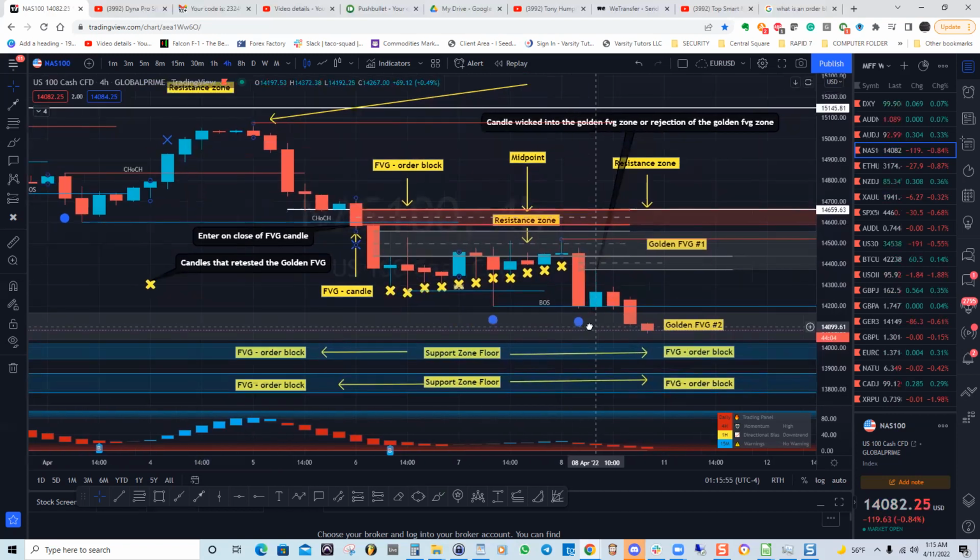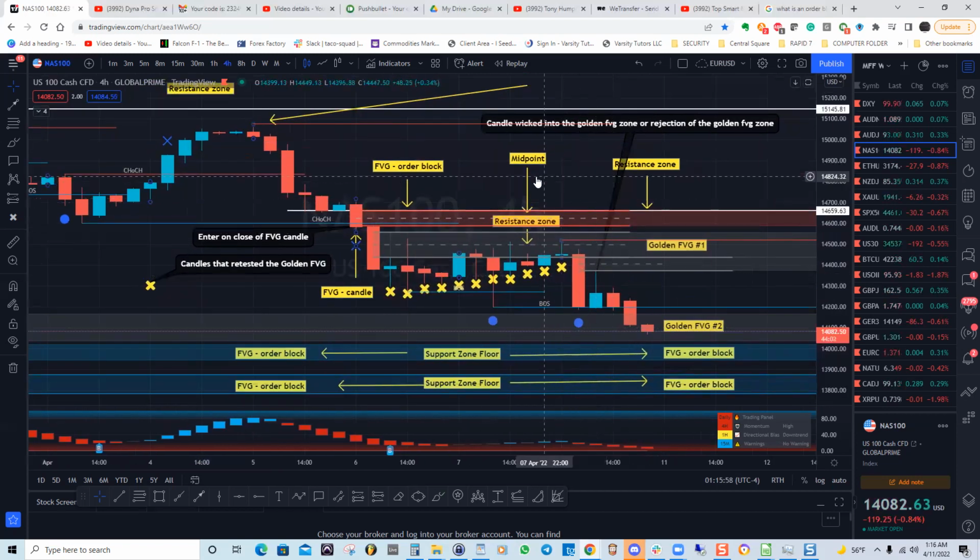So this is a small little video of how you use the fair value gaps. Remember, fair value gap is a fancy word for an order block, support resistance, supply and demand, but we're using it as support and resistance. And you can see how this would have been used to analyze this trade.